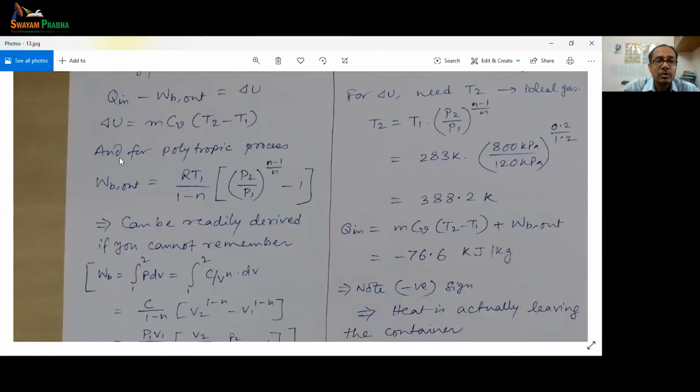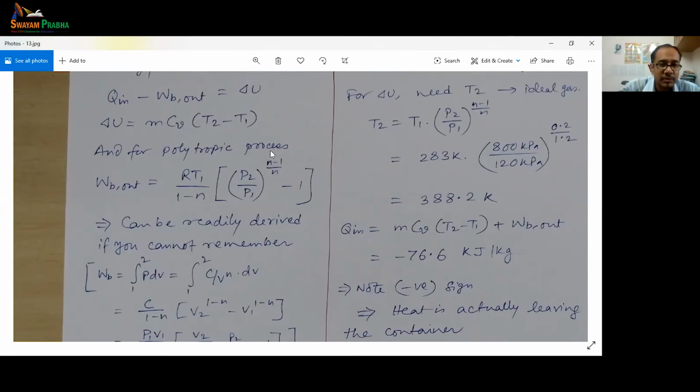And delta U we can find through mass times specific heat at constant volume multiplied by the temperature difference. We can also find out what WB out, the boundary work out, is. For a polytropic process, it can be straightforwardly shown that WB out is expressed as RT1 divided by 1 minus n, where n is the polytropic coefficient, given to be 1.2, multiplied by P2 by P1, that's the compression ratio, to the power n minus 1 divided by n, and the whole thing you subtract 1 from, and that will give you the boundary work out.